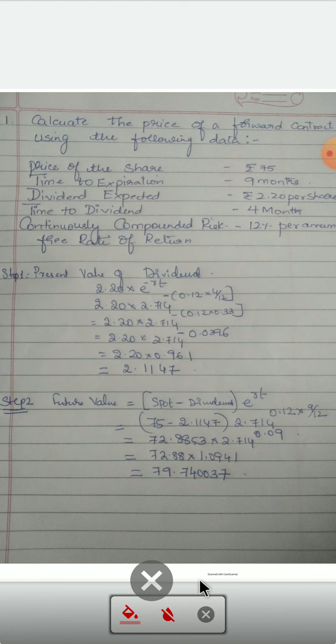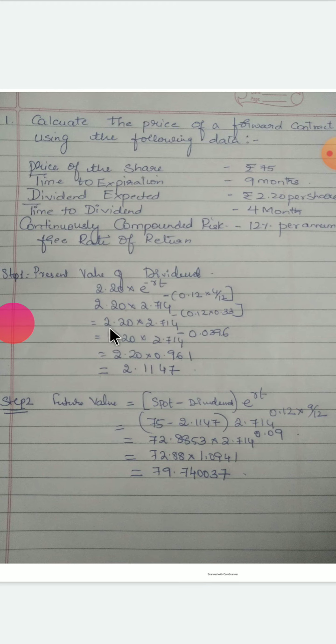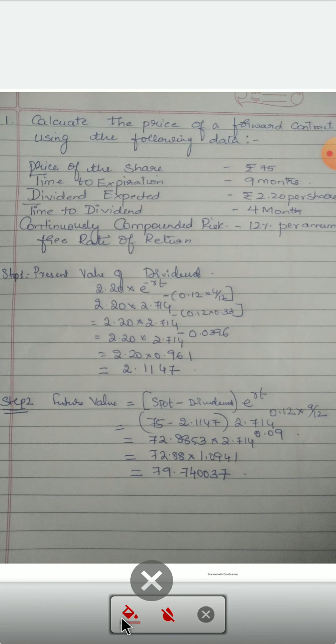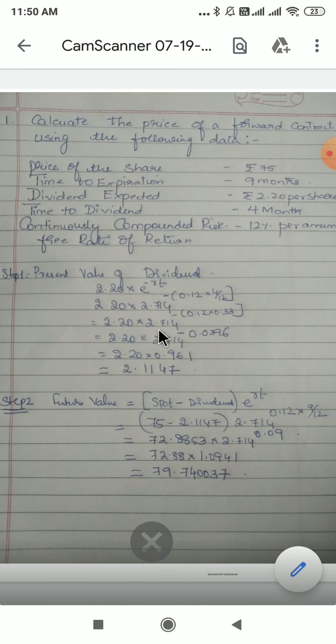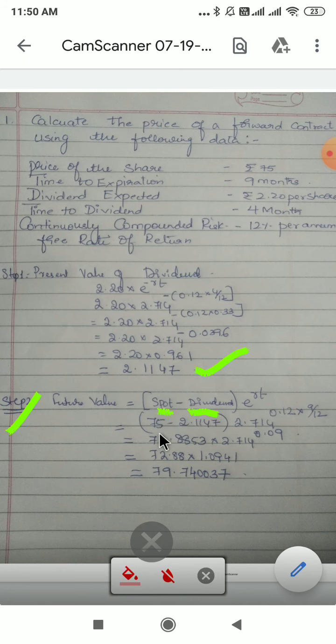You will get 2.1147. Now what do we need to do next to get the future value? Future value, as I told you, in the case of spot minus your dividend, you have to do spot minus your dividend. So spot minus dividend is equal to 75 minus 2.1147. How do you get 2.1147? You first calculated the present value of dividend, so 75 minus 2.1147, you will get 72.8853.